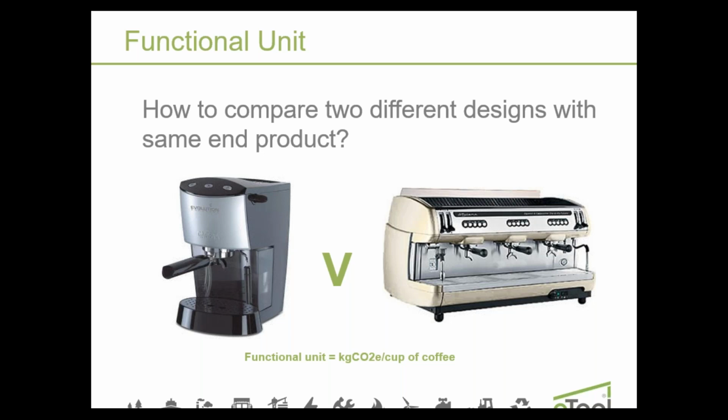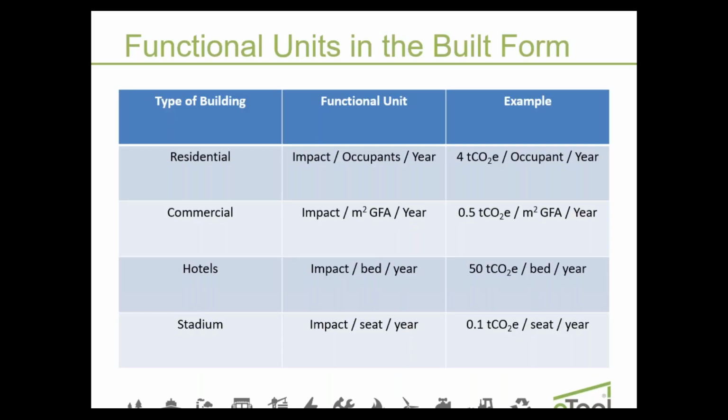It's going to be unit, functional unit, kilograms of carbon equivalent per cup of coffee. So in the built form, it's very similar. We speak about different buildings and what their function is. In terms of residential buildings, this will be a number of occupants. So we will measure impact per occupant per year. For example, a benchmark in Australia is 4 tons of carbon equivalent per occupant per year.